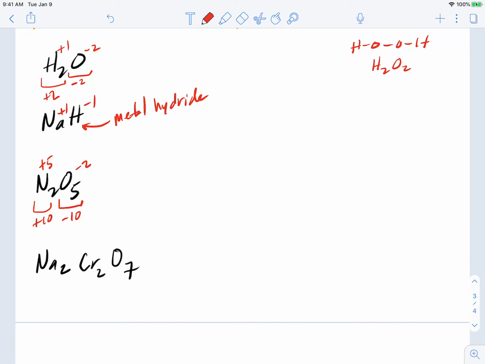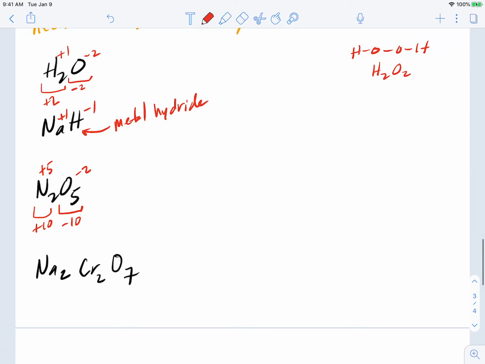Now, the harder one, and this is probably one of the harder ones we can do, is where we have 3 different elements, but we know a couple things. We can see that this is a polyatomic ion. I also know that sodium's always +1, that oxygen's -2. So this shows me that this is the chromate ion, which has a -2 overall charge. But you don't have to worry about that too much. It can help. But because we know sodium is +1, we can also use that.